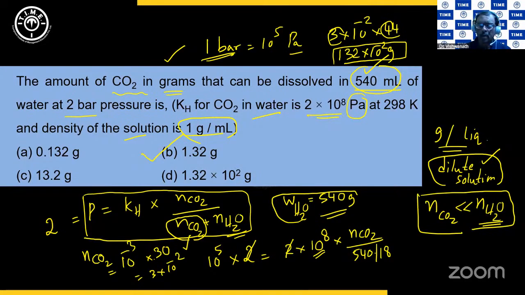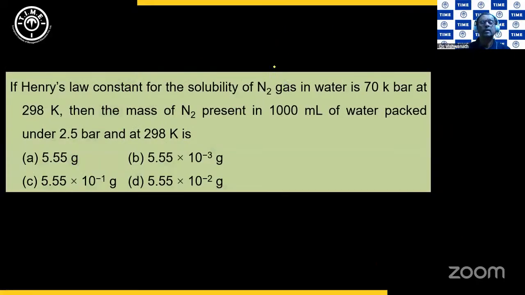Yes. One more Henry's law question we'll take up. Now, Henry's law constant for the solubility of nitrogen gas is 70 kilobar. Kilobar means into 10 power 3. At 298 Kelvin, then the mass of nitrogen present in 1000 ml of water, packed under 2.5 bar. So pressure is how much? 2.5 bar. So P equals KH into number of moles of N2 by number of moles of N2 plus number of moles of water. Similar there, right?